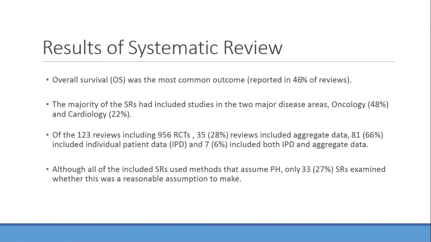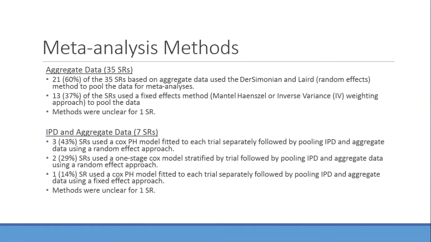And although all of the included systematic reviews used methods that assumed proportional hazards, only 27% of systematic reviews examined whether this was a reasonable assumption to make. So for the aggregate data, 60% of the reviews based on aggregate data used a random effects method to pool the data for meta-analysis, and 37% of the systematic reviews used a fixed effects method. And the methods were unclear for one of the systematic reviews.